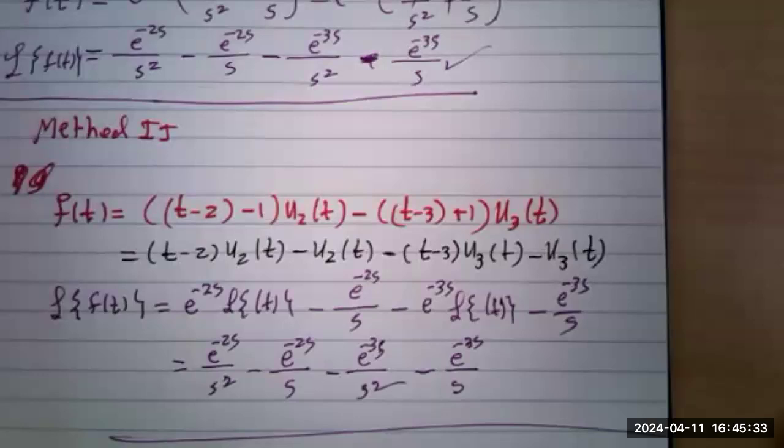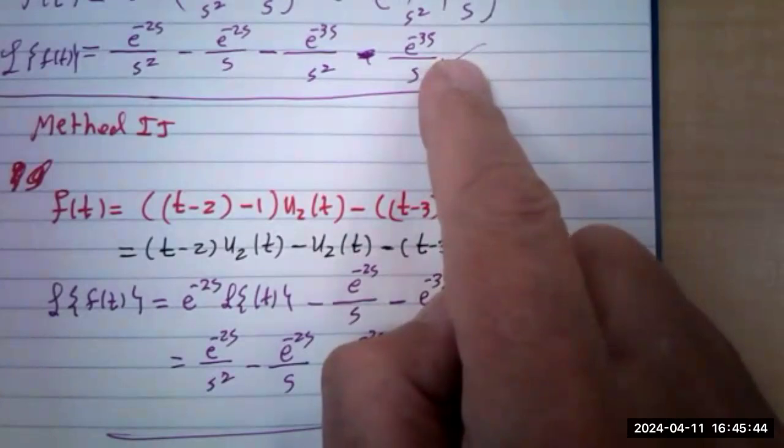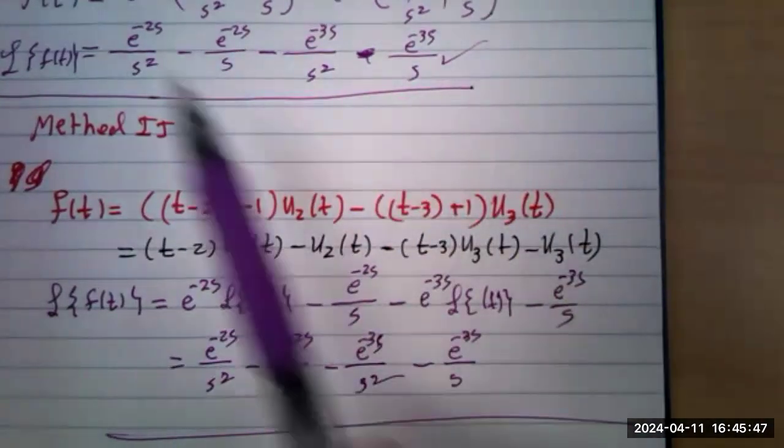Okay, any question? Yes. How did you do that first part, where it was t minus 2 u2(t)? How did you get e to the negative 2s times? No, for the first part. This one? Laplace.